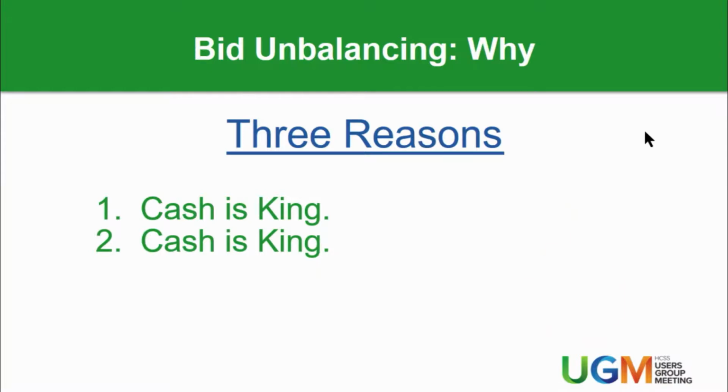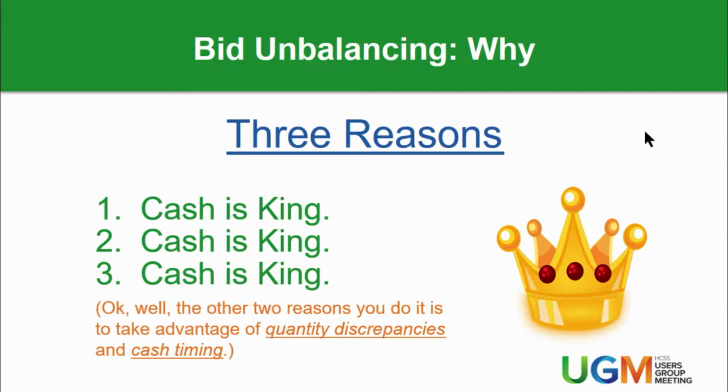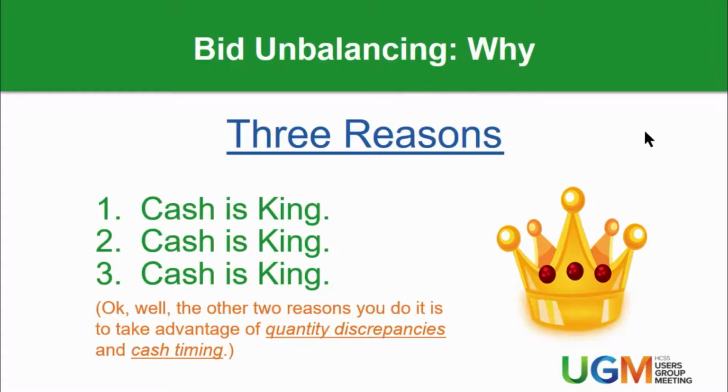Third reason, cash is still king, but all joking aside, the main two reasons you do it: you would take advantage of a quantity discrepancy, which I'm sure John's going to go through with his data. If you know something's going to overrun or underrun, you want to take advantage of that with the client as much as you can and maximize your profit.